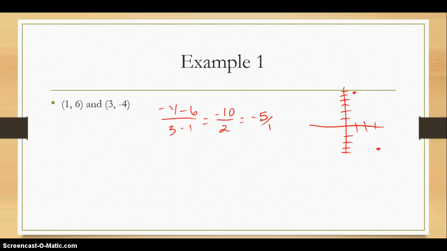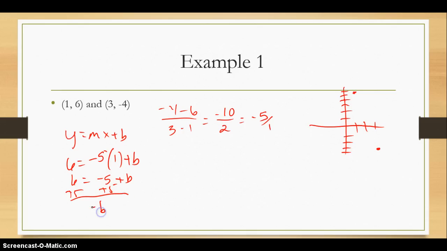Now we're going to find our b. So we're going to select either point. It does not matter what point you select, so I can show you both. So remember, y equals mx plus b. Let's choose the first point. 6 equals my m, which is negative 5, times 1 plus b. So 6 equals negative 5 plus b. Add 5 over. b equals 11.